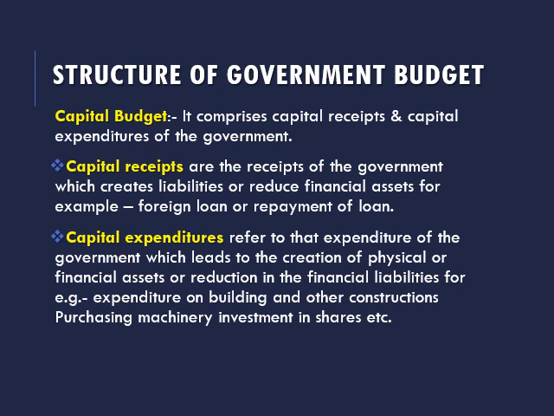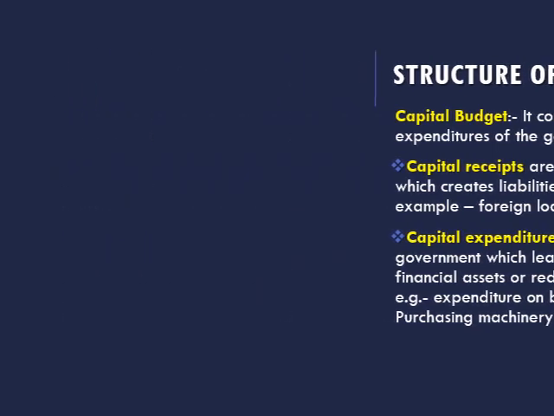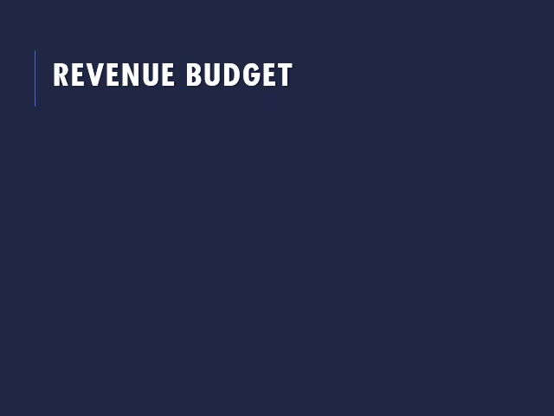Buying some buses for transportation help, adding new trains for the railway, that is considered to be the railway capital expenditure, and it is reducing some liabilities and adding some assets to us. So let's talk about this in detail.